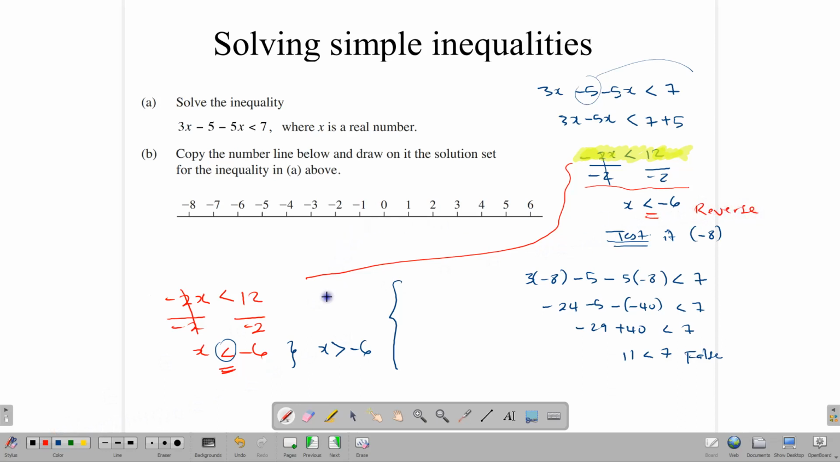All right. So since x is greater than -6, we put our open circle above -6 and indicate the direction where our answers should go. All the numbers in this direction would be a part of our solution. -6 is not.